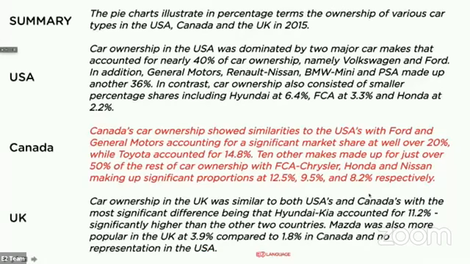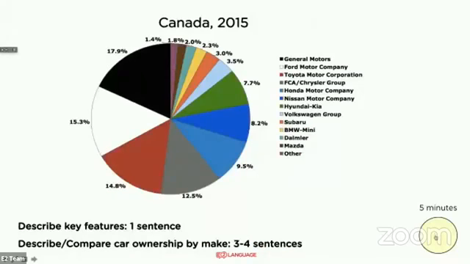Canada's car ownership showed similarities to the USA's, with Ford and General Motors accounting for a significant market share at well over 20%, while Toyota accounted for 14.8%. 10 other makes made up, that's my mistake, just over 50% of the rest of car ownership, with FCA Chrysler, Honda, and Nissan making up significant proportions at 12.5%, 9.5%, and 8.2% respectively. Okay, that's mine. Here's yours. You have 5 minutes. Please describe Canada's car ownership.